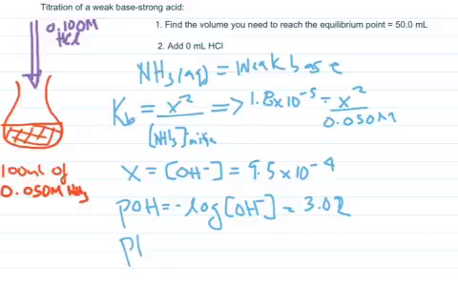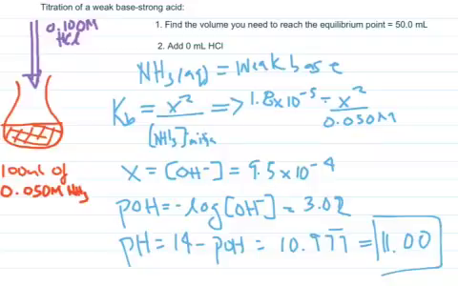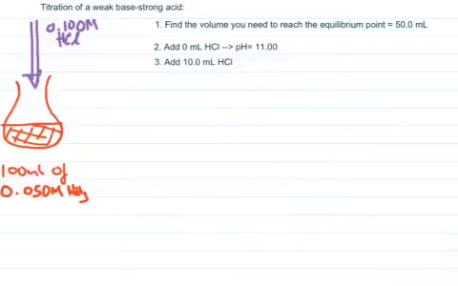And now we're going to find the pH. So pH is equal to 14 minus pOH, which will give us 10.977. So when we round, we actually get 11.00. And because we know that ammonia is a weak base, 11.00 makes sense. So let's move on. Alright, so this time we're going to add in 10 milliliters of hydrochloric acid.